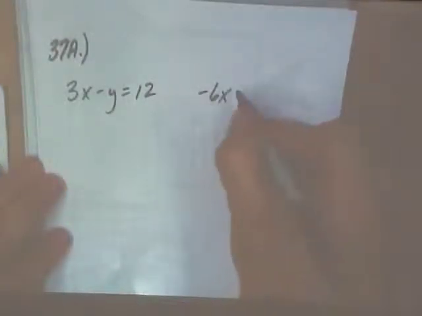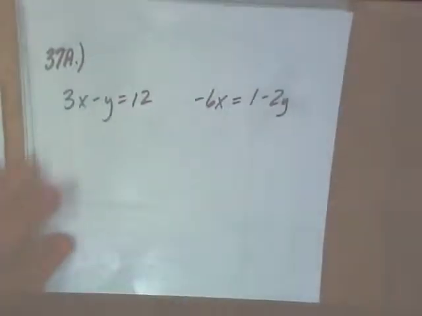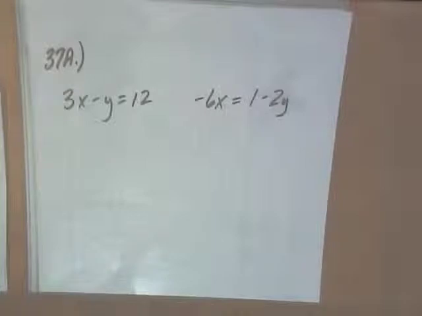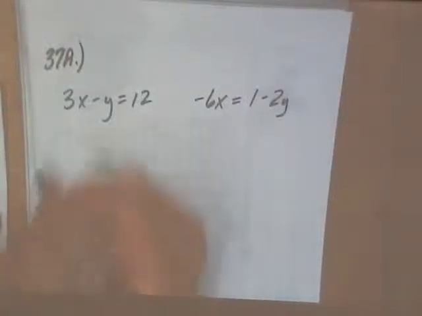These are systems of equations. I'm gonna go ahead and write them out horizontally so we can do the work. 3x minus y is equal to 12, and then the other one was negative 6x equals 1 minus 2y. So perpendicular, parallel, or same line. So we need to figure out what the slope is. So we'll solve for y on each of these.